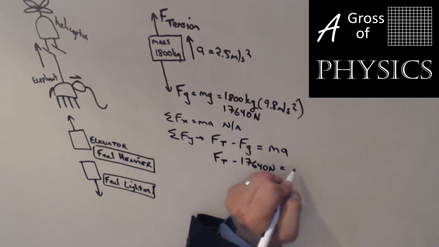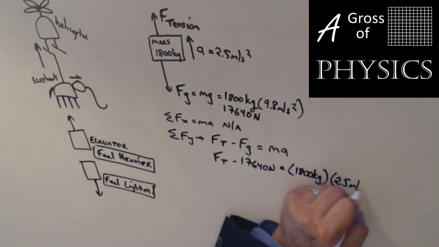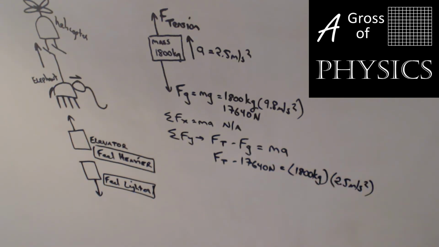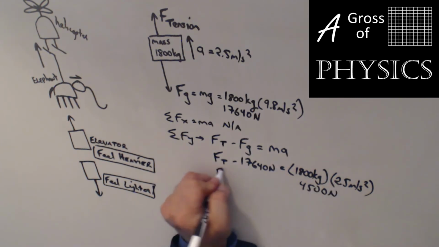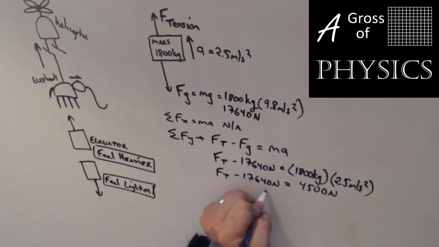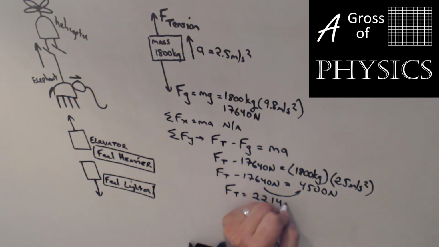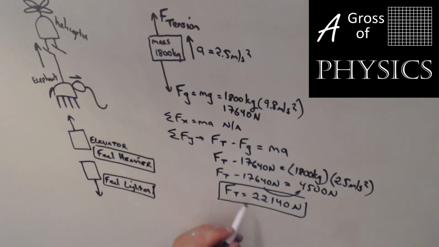17,640 newtons equals 1,800 times 2.5 meters per second squared. Now, 1,800 times 2.5 yields 4,500 newtons. So Ft minus 17,640 newtons equals 4,500. Bring this 17,640 over, plus 17,640, and we'll end up with the force in the rope is 22,140 newtons.